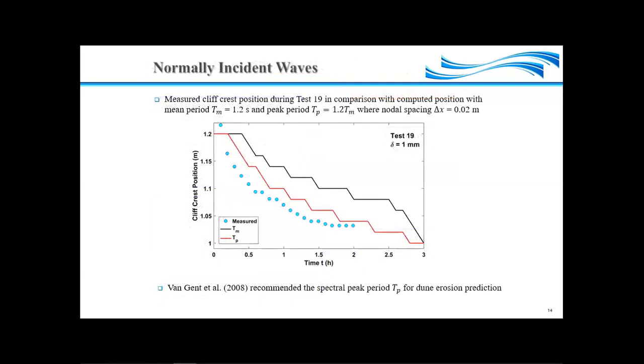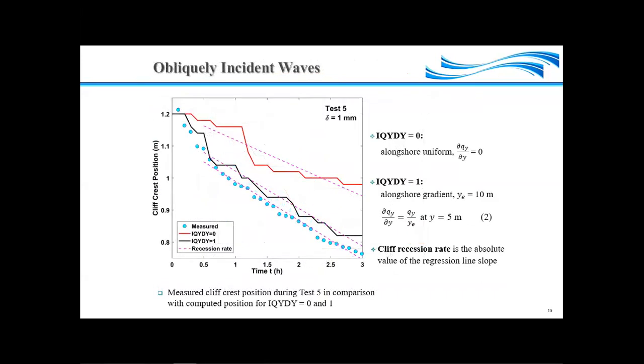So here, this one is the mean period, this is the spectral peak period, two different ones, and this is the data. The red tends to give better agreement, so we chose that period. And this one is how to include sediment loss in the alongshore direction. If there is no alongshore loss, then there is not enough erosion.